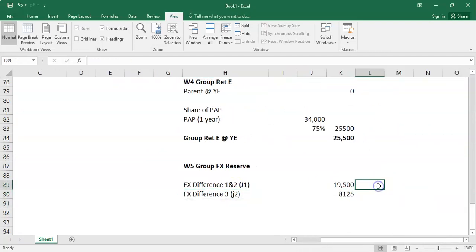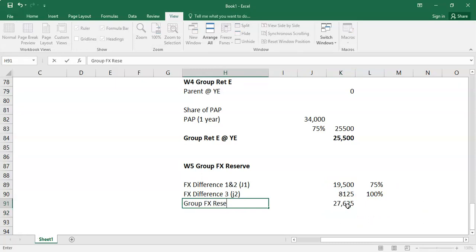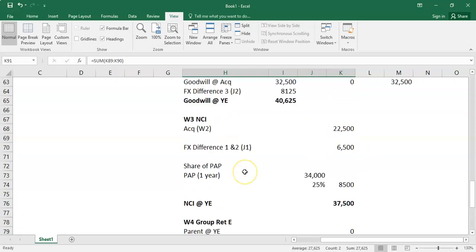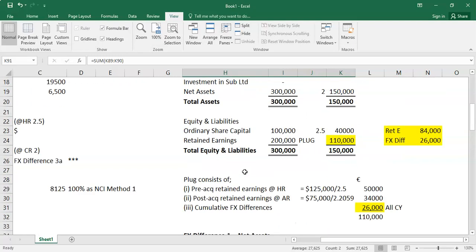What I want to show is that's 75% and that's 100%. The reason being goodwill is NCI is measured at method 1. If it was method 2, everything would be 75%. So your group FX reserve at year end is 27,625. And that'll be a separate line item in the equity section. So a lot of this is similar to what you've done in weeks 1 to 6 in class, but it's just a matter of layering on the FX complexities, which you need to do first. That's your big working you'll be doing first.